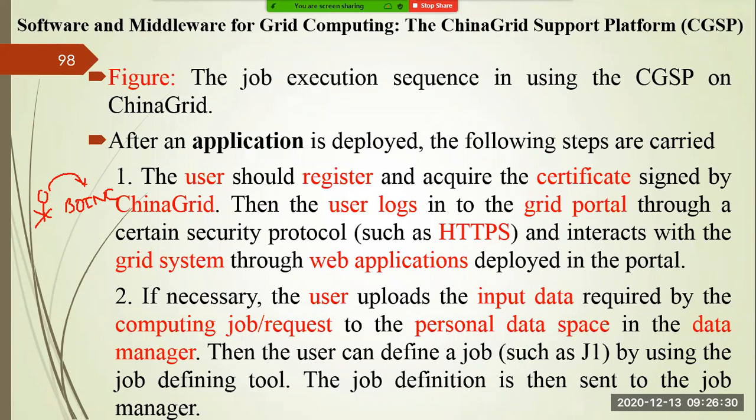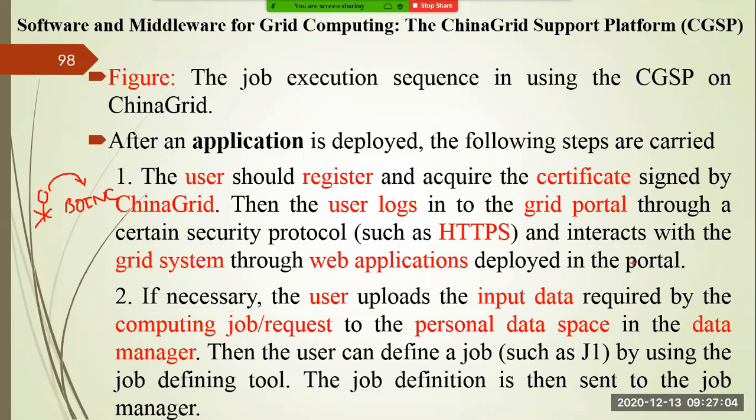Then what is the user doing? The user logs into the grid portal or some interface given by the China Grid, which you can access through a certain security protocol. Like nowadays, we are talking about HTTPS, secure hypertext transfer protocol, and interact with the grid system through the web application deployed in that portal. So the first thing is you have to register. Second, you have to get the certificate. Third, you have to log in to the system using some protocol. That is the first step.